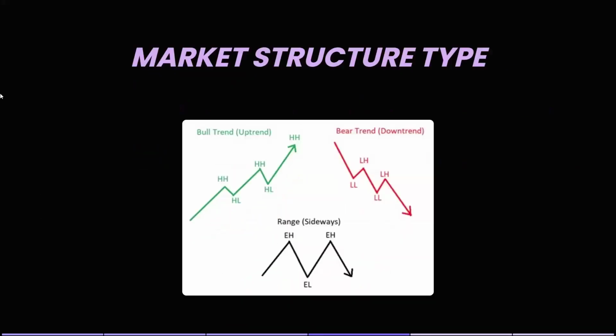We typically think of three primary ways structure can be created, right? We can either have a bullish trend where we essentially are continuously up. And what we're creating in a bullish trend is higher highs and higher lows continuously, right? One after the other, higher highs and higher lows.